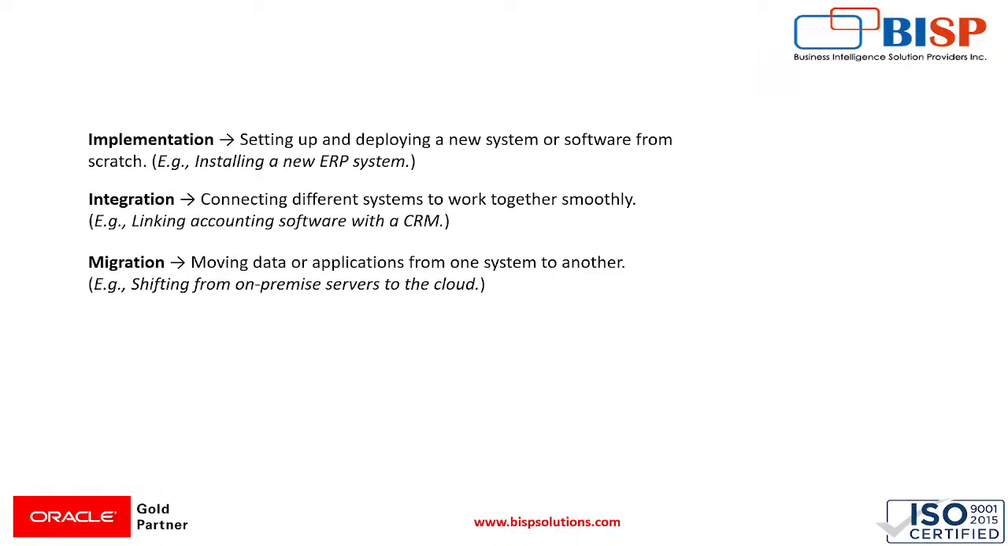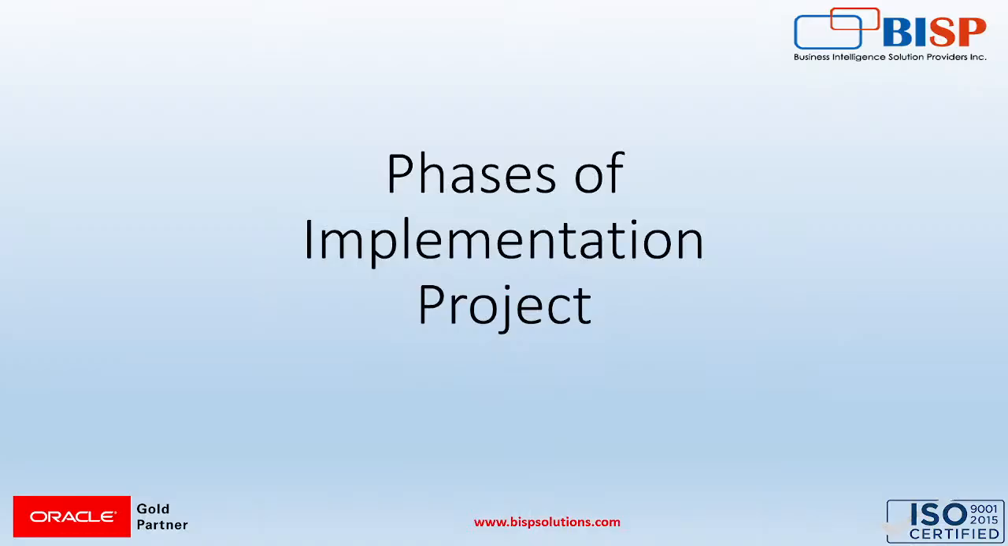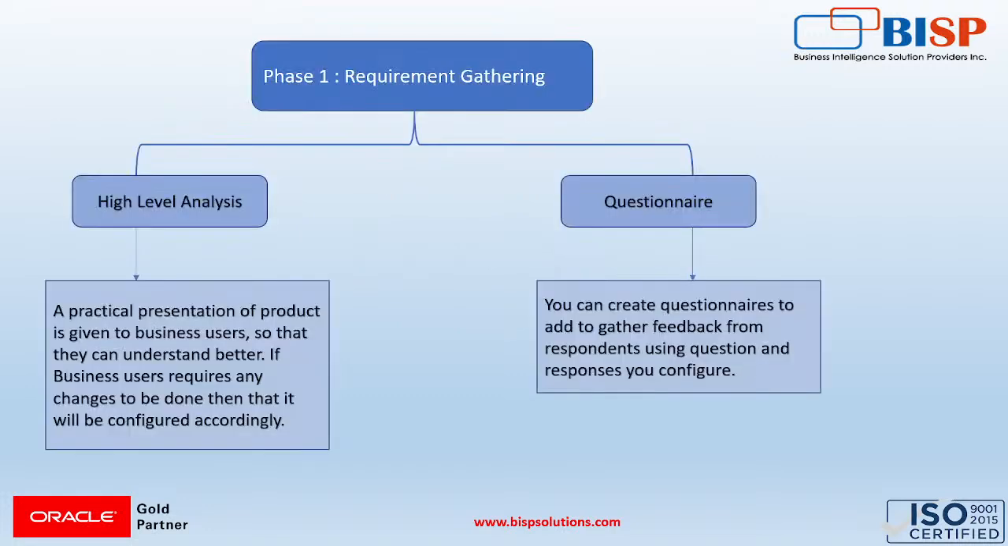So what are the phases of the implementation? Before performing any implementation program, we have to see certain phases. First, we have to see the phases of an implementation project. Here you can see the first is requirement gathering. Requirement gathering will be of two types, as you can see on the screen: high-level analysis and questionnaires.